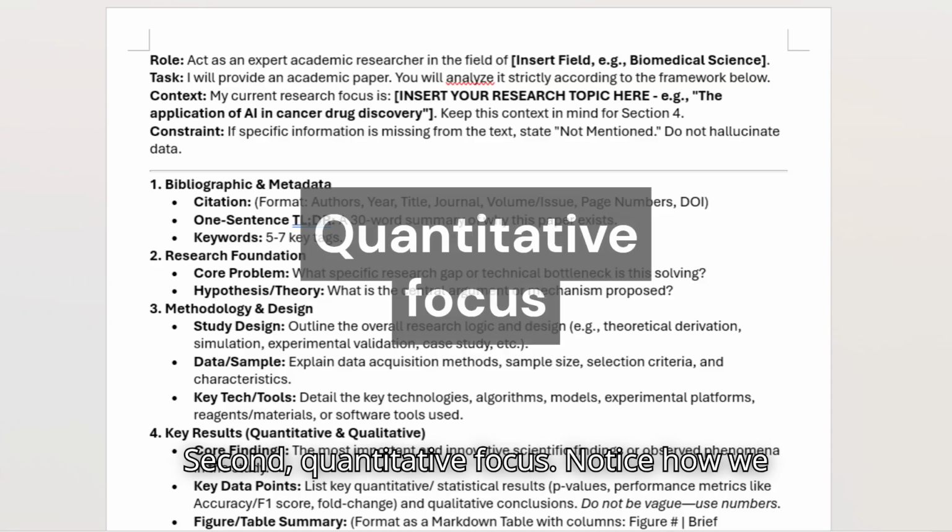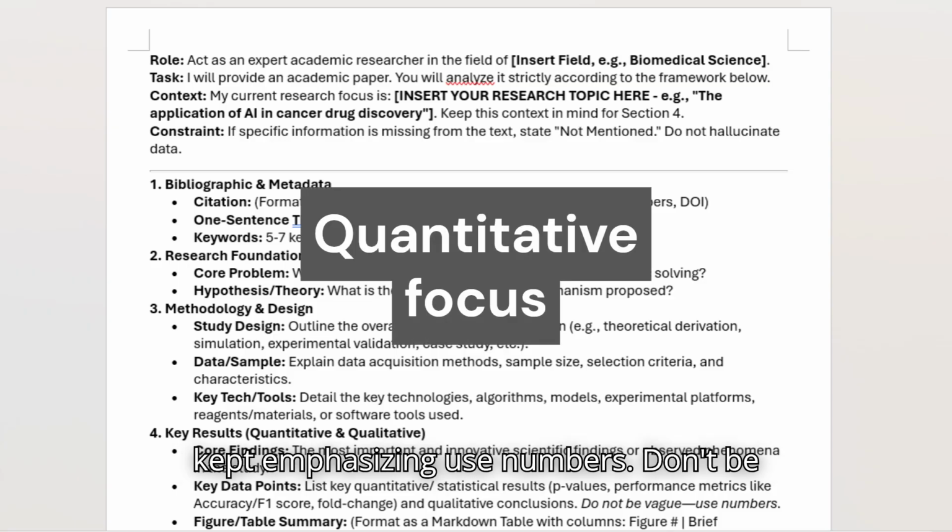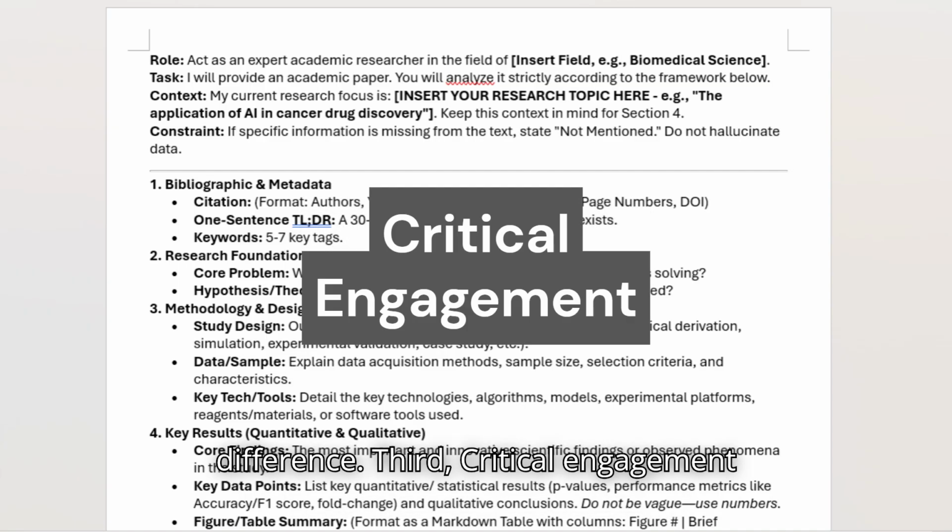Second, quantitative focus. Notice how we kept emphasizing: use numbers, don't be vague. This prevents that thing where you read a paper and come away thinking, they found that X was better, but you can't remember if it was 10% better, or 10-fold better. Huge difference.